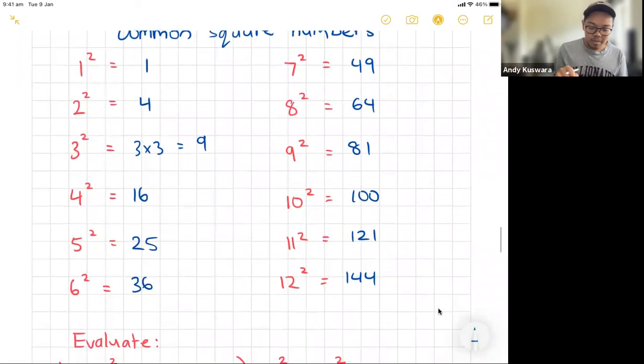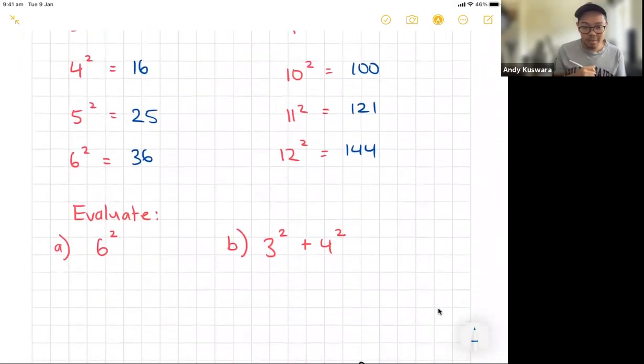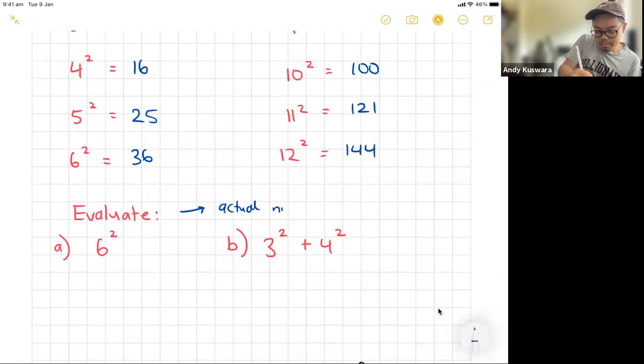Okay, now, how the questions might look is you might have some questions that look like this. They'll say evaluate. And if you remember, evaluate just means find the actual number, right? So I don't want to write 6 times 6. I don't want to expand this one. I don't want to do anything to it. I just want to find the actual number. So 6 squared, we already wrote that down, is just right above us.